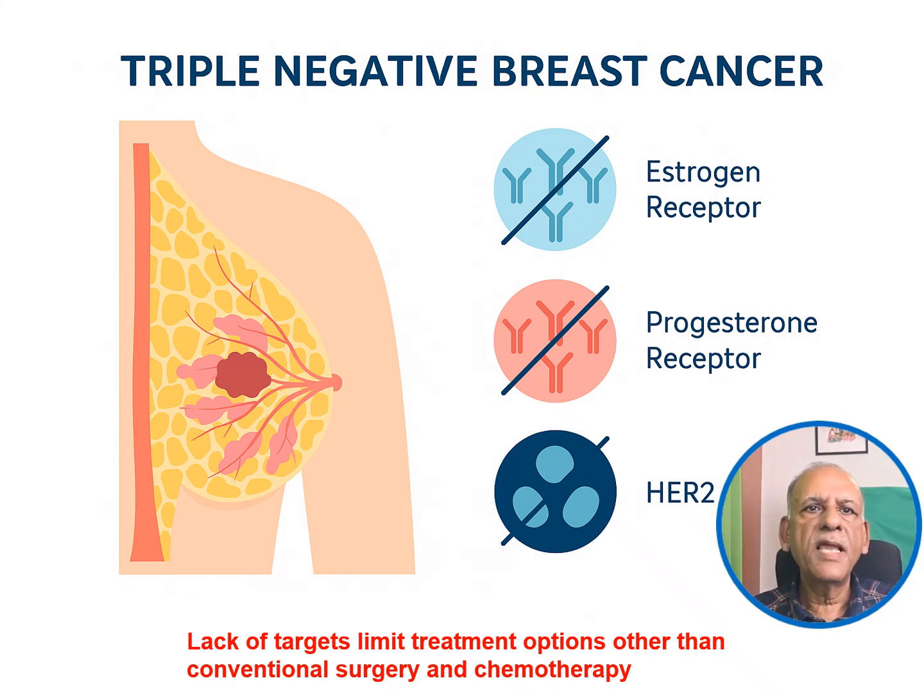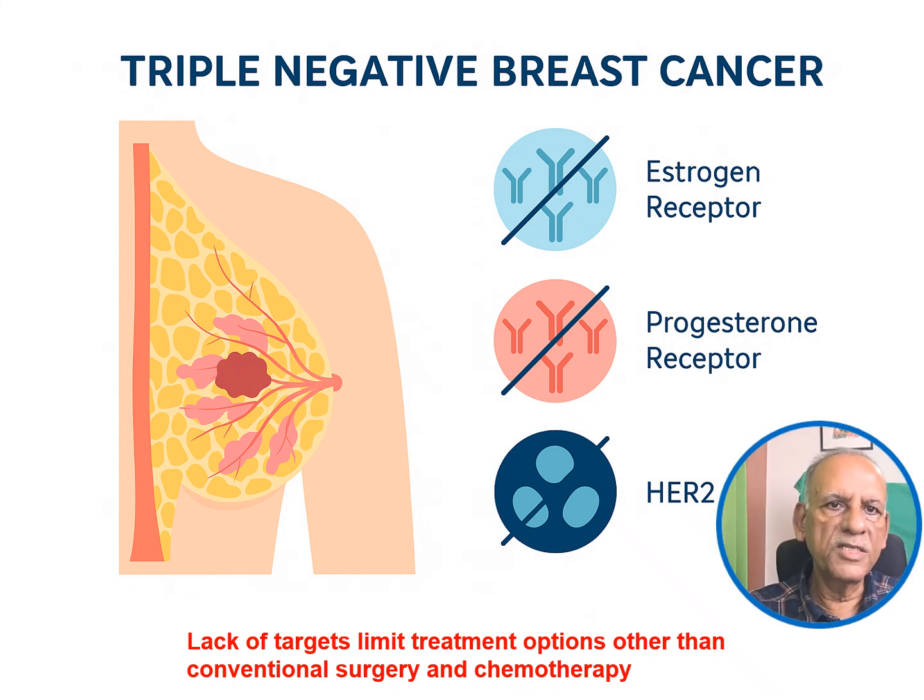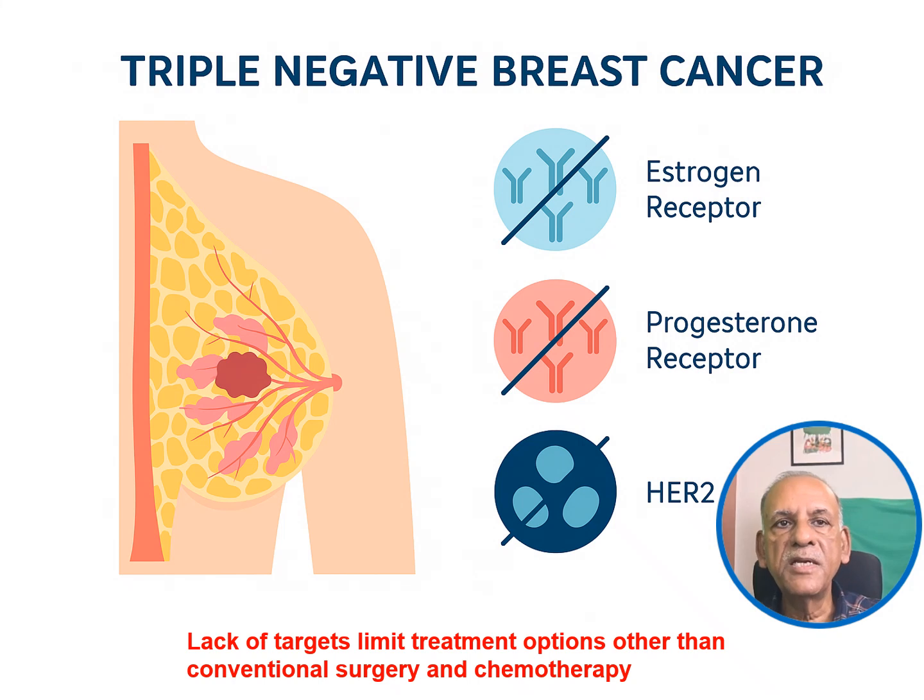Now in breast cancer, there is a type of breast cancer which you might have heard of. It's called triple negative breast cancer. It's somewhat difficult to treat. I'll tell you why. Why is it called triple negative? Because the usual receptors that are present, such as estrogen receptor, progesterone receptor and HER2 receptor, are absent in this particular form of breast cancer.